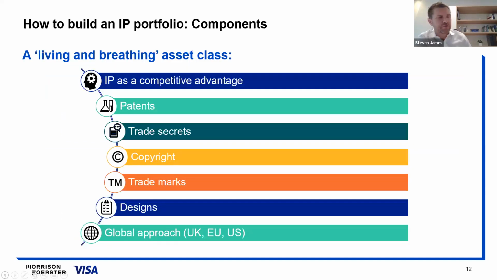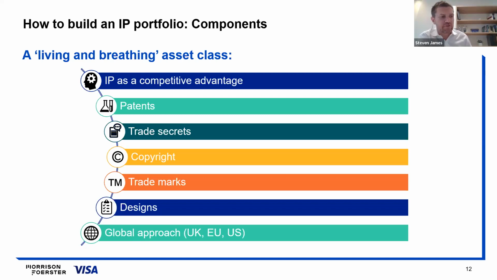So I see IP as being a living and breathing asset class that you constantly review, build on, and seek to exploit. It can give you a competitive advantage. There are different types of IP rights. There are registered rights such as patents and trademarks. Patents protect the functionality of certain products and processes. Trademarks are typically used to protect elements of your brand and iconography.